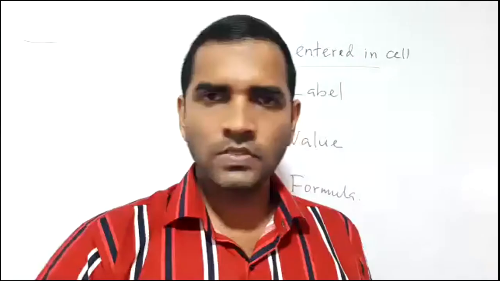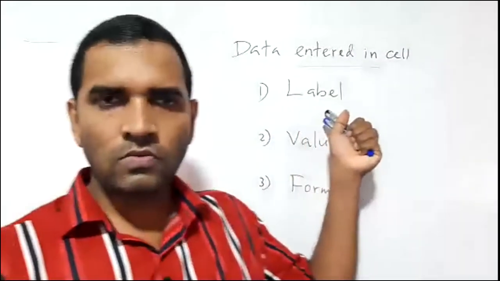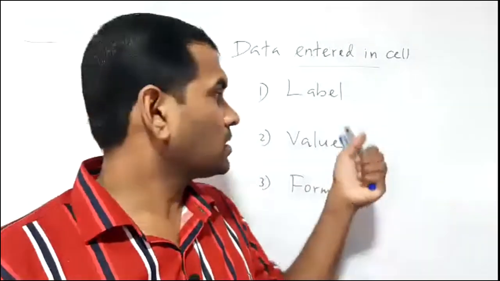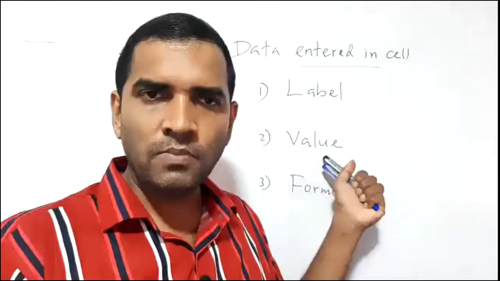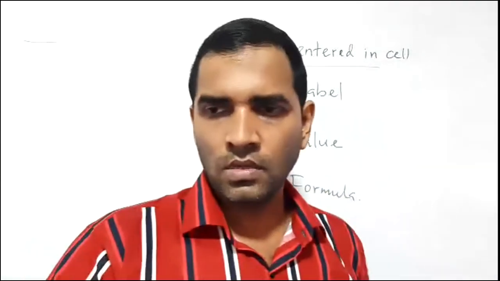Understood? So a cell can have 3 types of data. Label. So which alignment does it take? It is left. Then value. What about this? This is right. And then formula. It is for performing calculation. Okay, right.